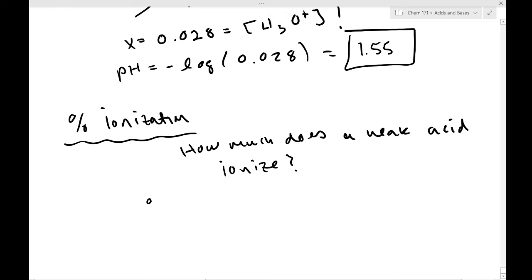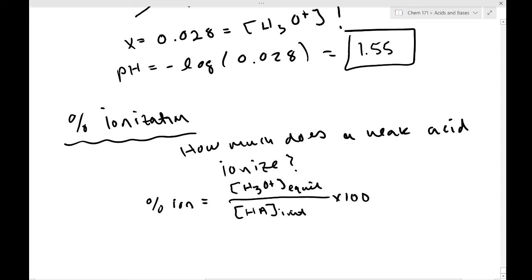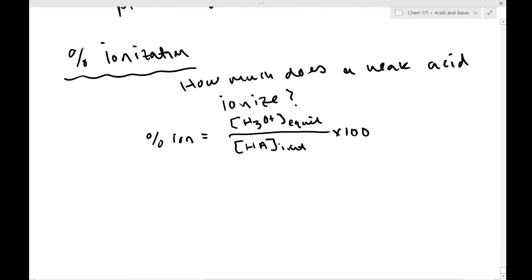How much does a weak acid ionize? We can define percent ionization as the H3O+ concentration, so the amount of hydronium that you form from the acid at equilibrium, divided by the initial HA concentration, times 100, is equal to the percent ionization.